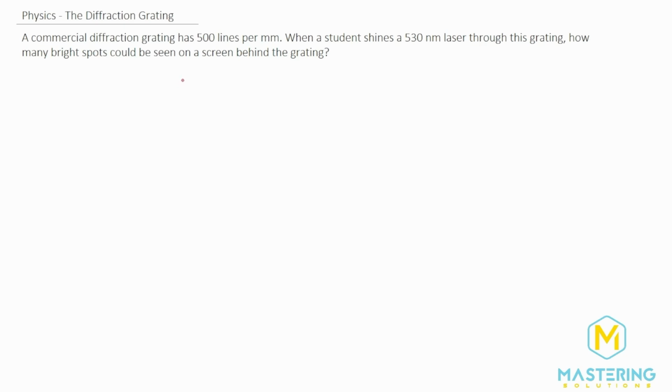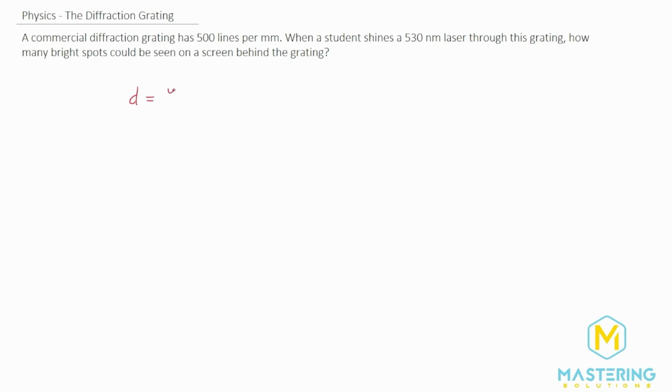We need to figure out how many bright spots can be seen with the information that they gave to us. They tell us that the 500 lines per millimeter is the size of the diffraction grating that we have. So we can use that to solve for d.